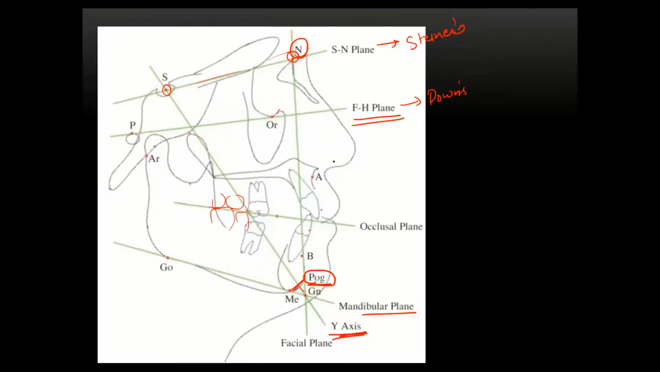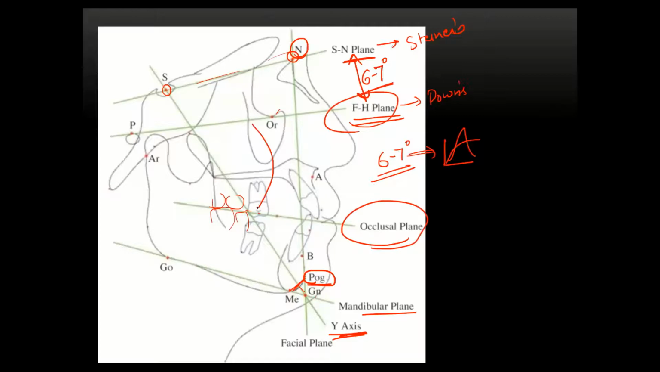The other thing about planes is the angles between them. The angle between the SN plane and the FH plane is 6 to 7 degrees. How do you remember that? This is the third time this figure has come, 6 to 7 degrees. 6 to 7 degrees is neutral, it was mentioned in that diagram. What was it? Scammon's growth curve.